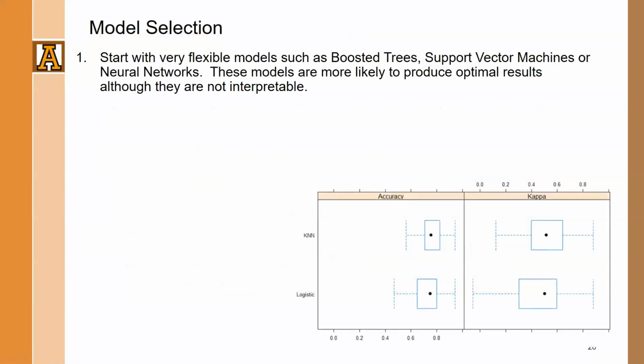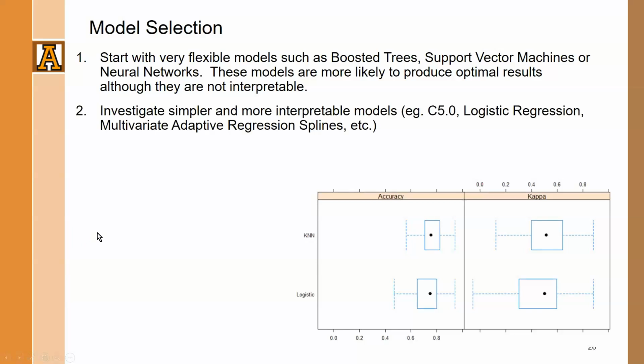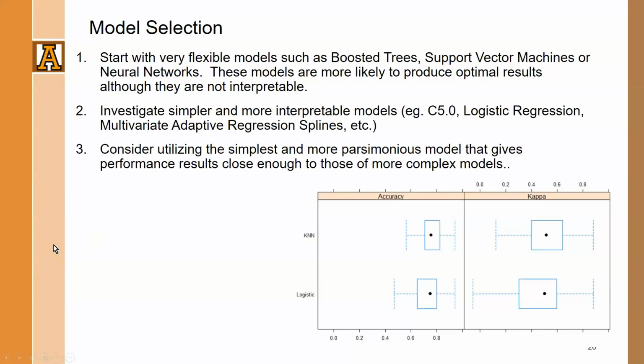This is something that we'll start looking at. This is comparing two models, okay? What models are here? KNN, K nearest neighbors, and logistic regression.